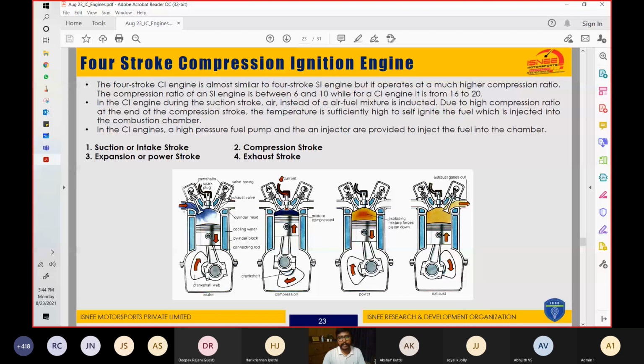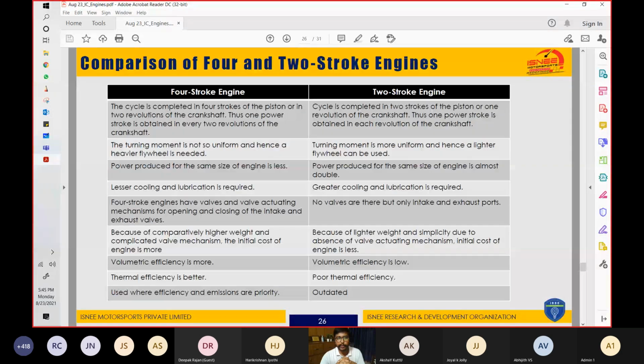I'll just read it out for you. In the four-stroke engine, the cycle is completed in 4 strokes, and in the two-stroke engine, the cycle is completed in 2 strokes. The turning moment is not so uniform in the 4-stroke engine, hence it needs a heavier flywheel. And in the 2-stroke engine, the turning moment is more uniform, so a lighter flywheel can be used.